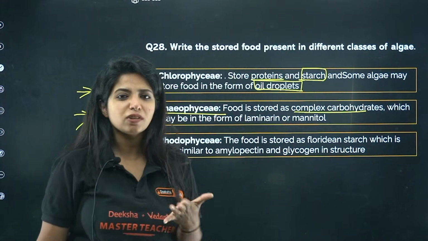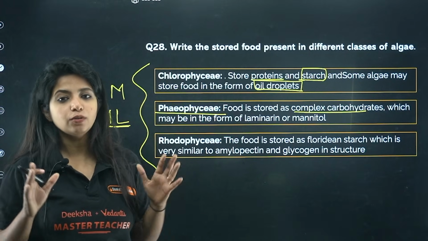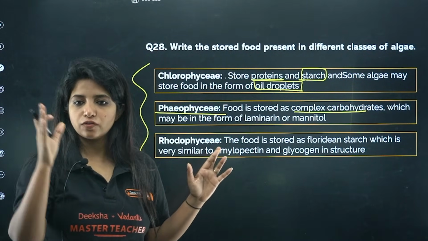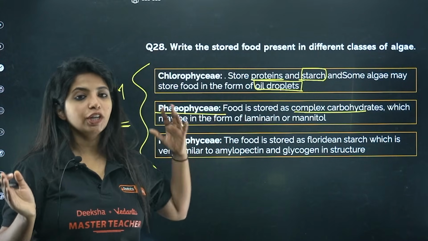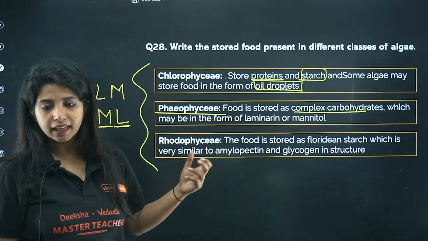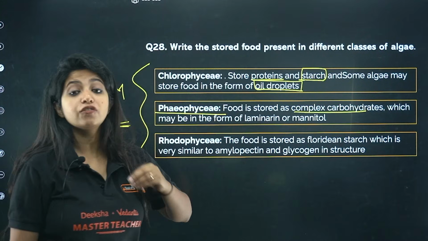This has usually come up, right? So that is why I am asking you to remember this. So in Phaeophyceae, that is the brown algae, food is stored in the form of complex carbohydrates, usually laminarin as well as mannitol. Okay. Next thing, Rhodophyceae, that is the red algae. Here the food is stored in the form of floridean starch.